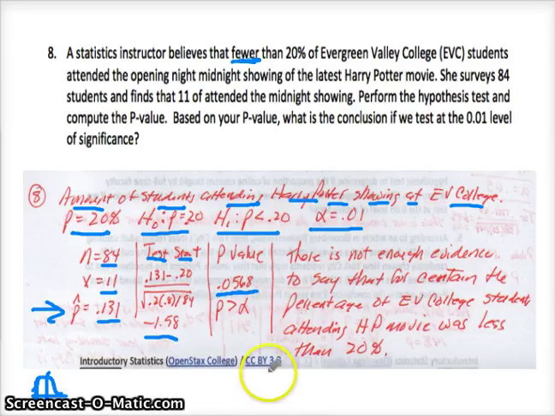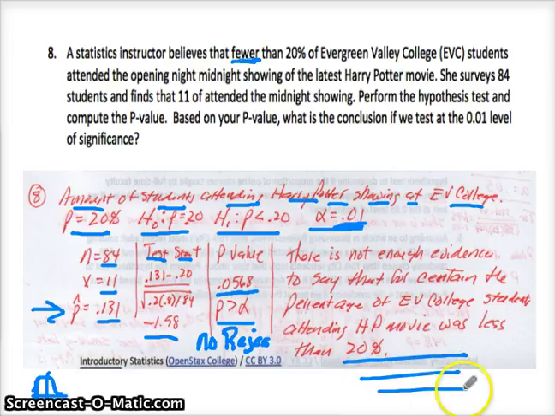Compare that with the 0.01, and what do we have? P is greater than alpha. That's no rejection. Cannot reject H sub O. So you say there is not enough evidence to say that for certain the percentage of EV college students attending the Harry Potter movie opening was less than 20%. Okay, folks, this is how it's done. And you could do it. This mental practice will help you, as a minimum, to get your mind around how statistics are used in life.